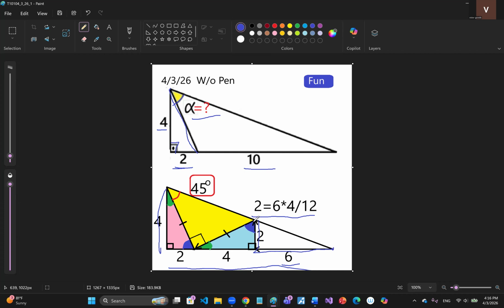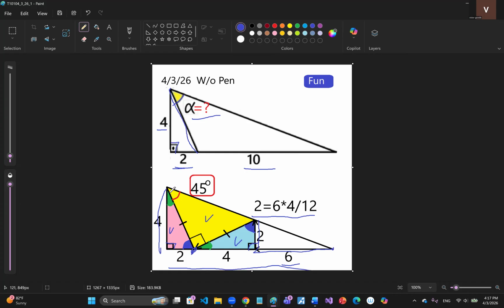Connect the point of intersection with the right side of the horizontal interval. So we have the pink and the blue triangle and the yellow triangle. The pink and the blue triangles are equal by 2 sides and right angle between them.